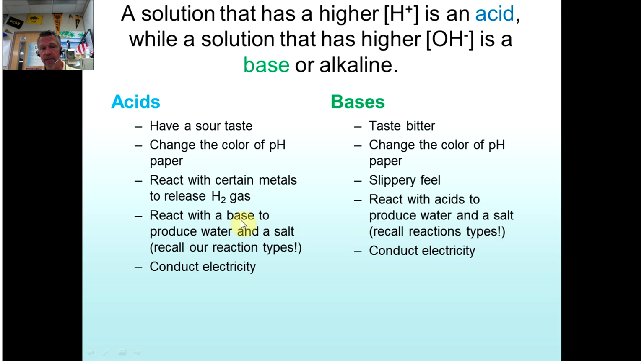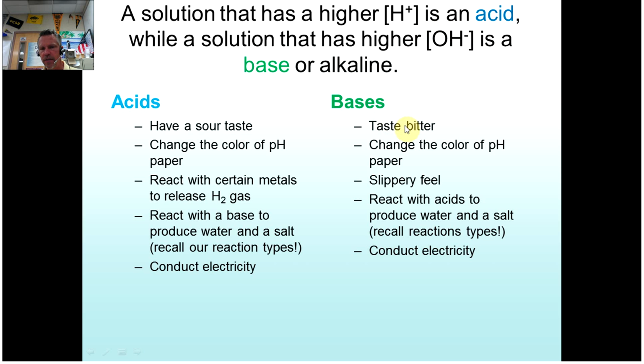Acids will react with bases to produce water and a kind of salt. This is one of our reaction types, a double displacement reaction, a specific kind of double displacement reaction called a neutralization reaction. We didn't talk about neutralization reactions when we discussed reaction types because they're really just a subtype of double displacement. So an acid-base reaction is a neutralization where the acid and base neutralize each other. And of course, acidic solutions conduct electricity.